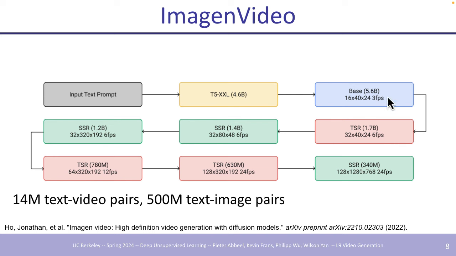And then they go through temporal super resolution to expand in time, spatial super resolution, spatial super resolution, temporal. This is a lot of different models. You don't have to do this many. Maybe you just do one step of spatial super resolution, one step of temporal. But I think at the time with their compute budgets, they had to partition their model into more steps of training.